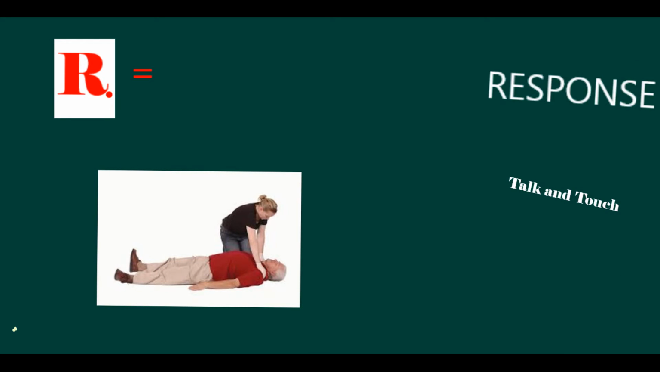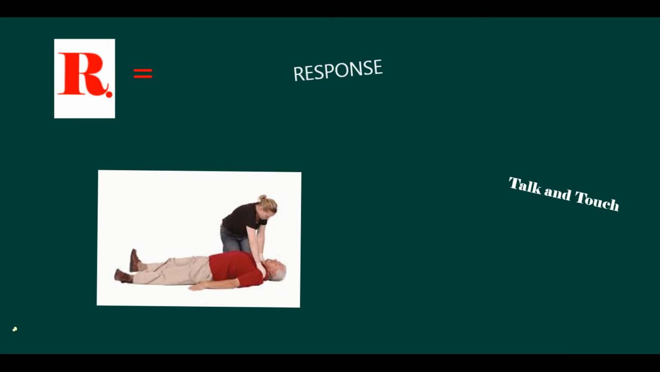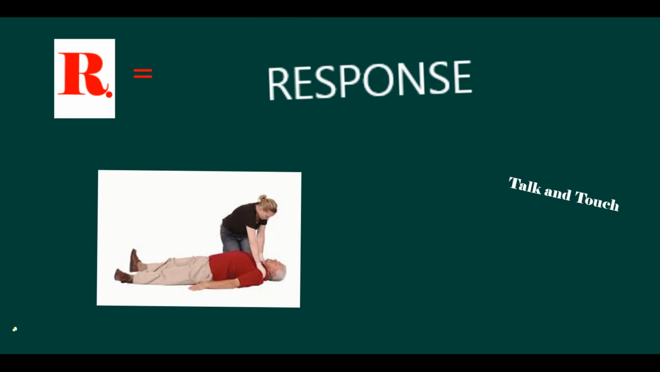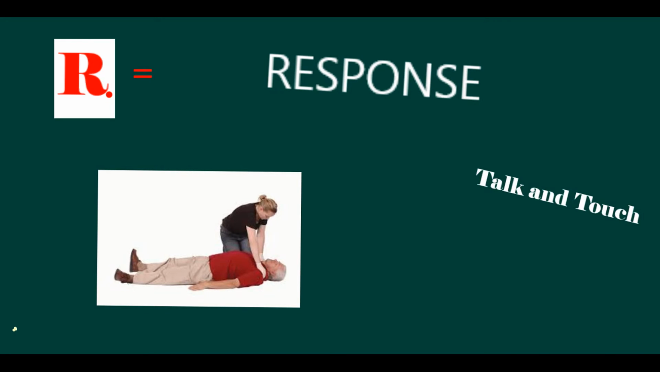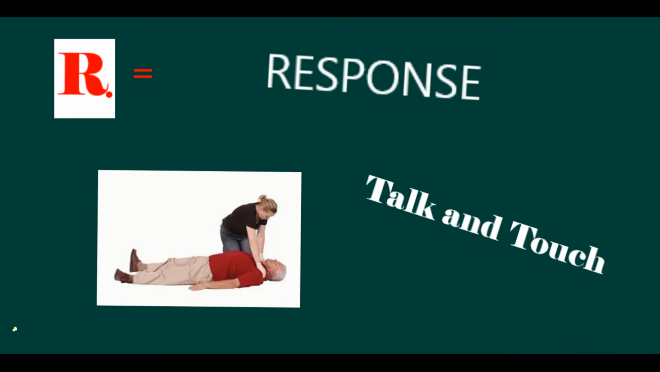So R stands for response. To check a person's response, we do this by doing what we call talk and touch. You need to get down low, speak into both the person's ears, and touch both sides of their body. Have a think about why we might need to do this on both sides.